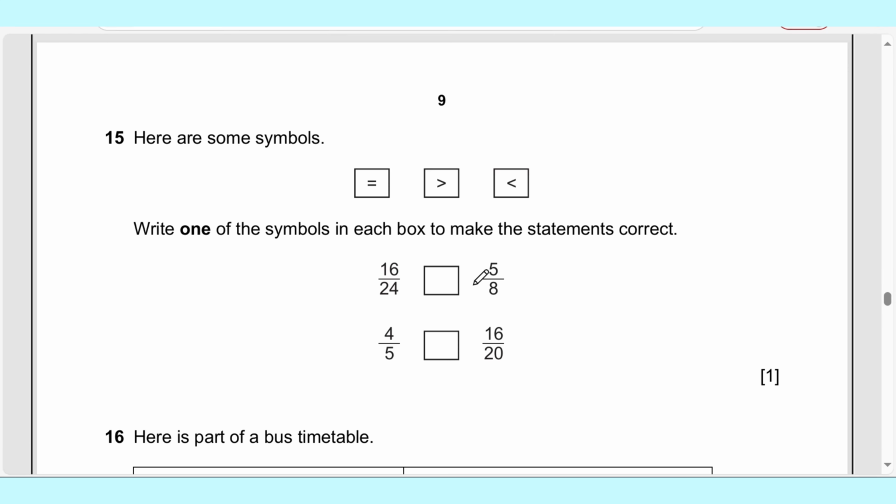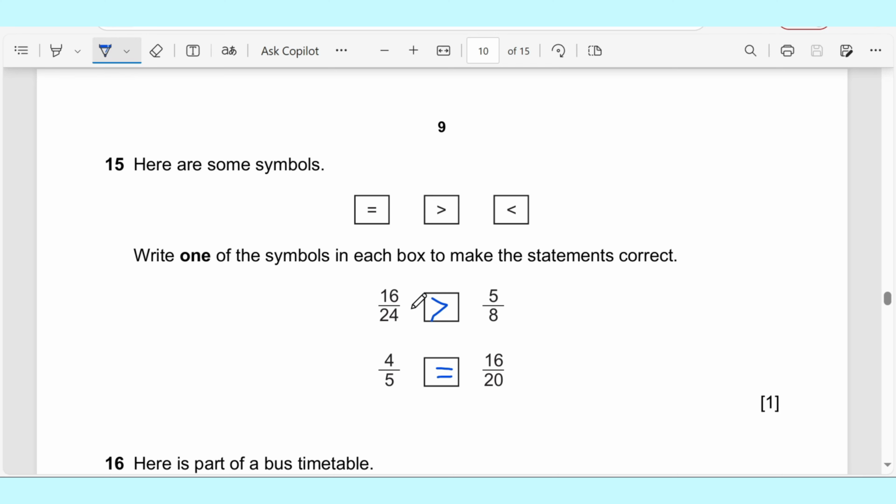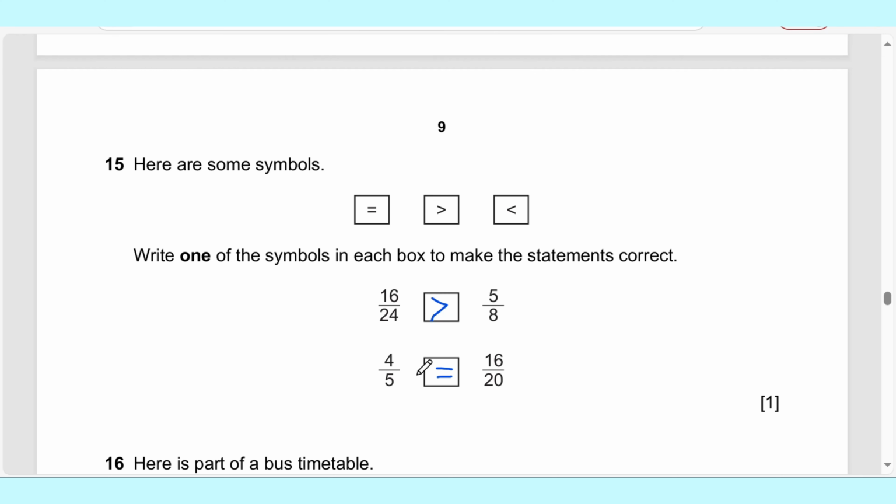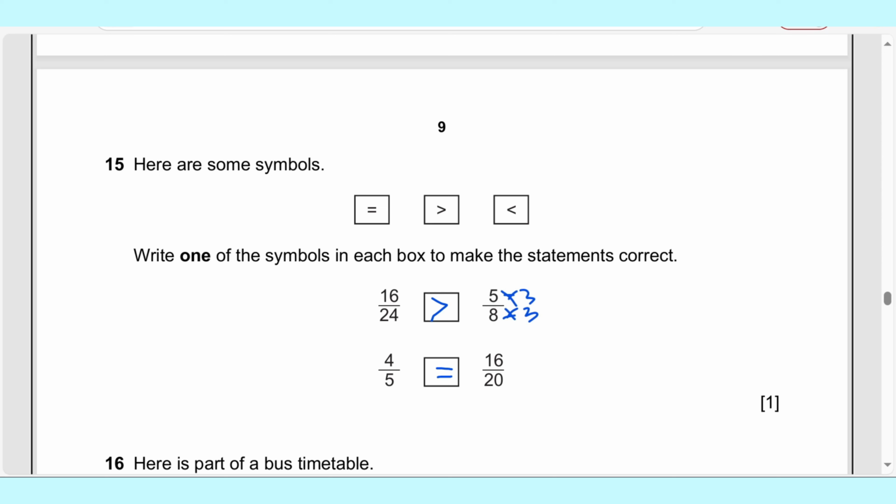Okay, let's check out the answer, guys. The answer is 16 over 24 is greater than 5 over 8, and 4 over 5 is equal to 16 over 20. So how does it work? We equalize the denominator, 8 times 3 and then 5 times 3. They go to 15 over 24. Now we know that 16 is greater compared to 15 over 24. So that's how we get the answer.